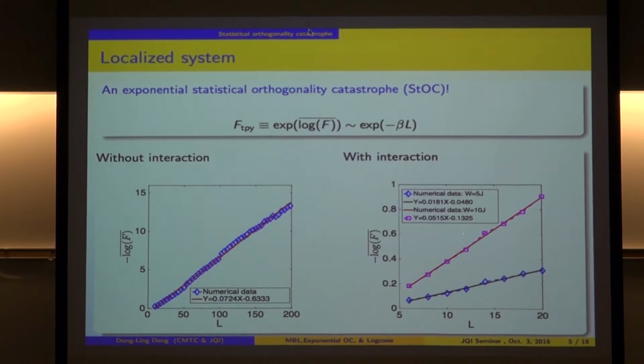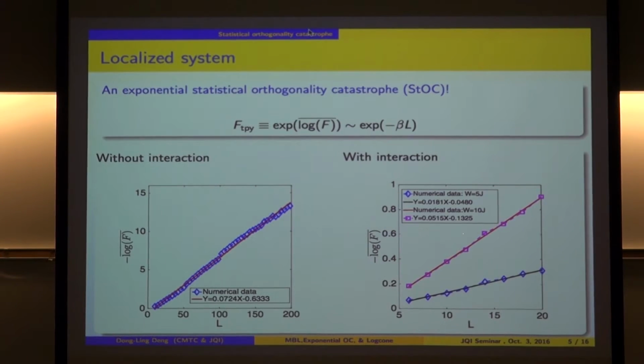However, as I will show, in localized systems there is actually an exponential orthogonality catastrophe. In some sense, it is even stronger than the Anderson case. Because here we consider random samples, we take a geometric average over these random samples of the wave functions, and define a typical wave function overlap f_typ. We will see that this typical wave function overlap has an exponential decay with the system size.